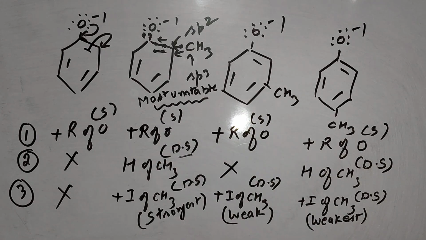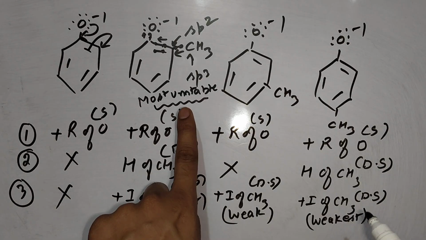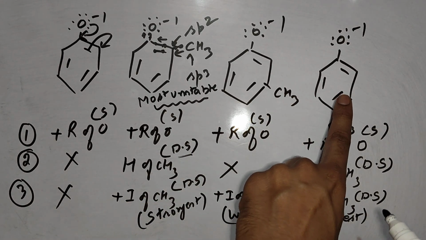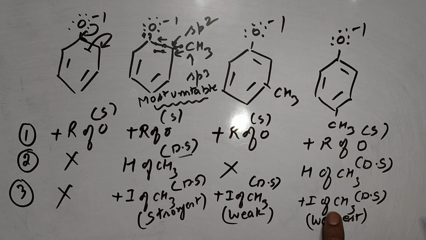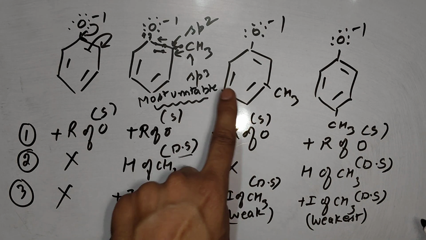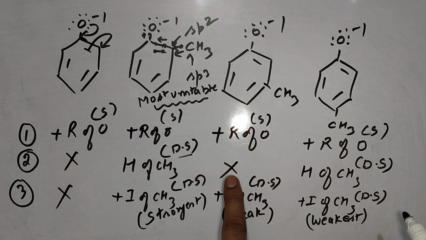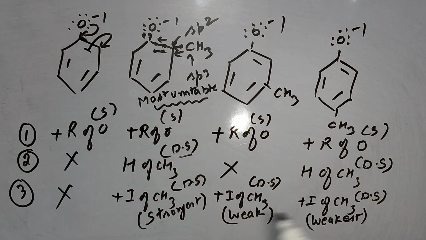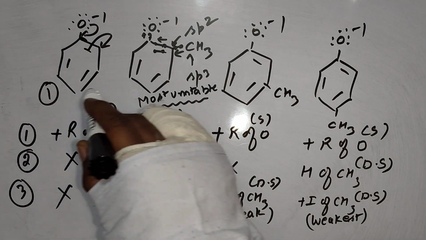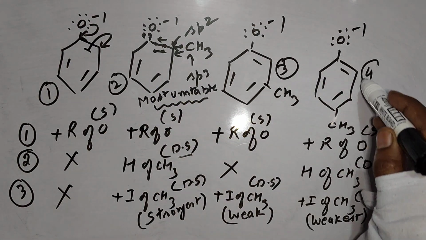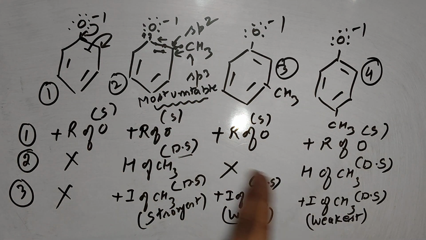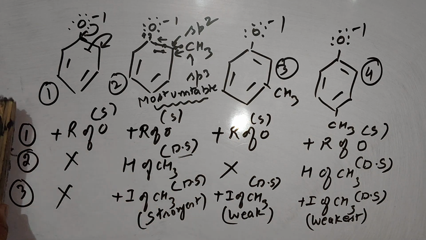Most unstable anion. After that, this will be unstable because it is getting destabilized due to two factors, plus I and H. Then meta will be unstable, and most stable will be this one. So 1, 2, 3, 4. You can check, everything is written here. You need to just conclude it, sum it up.